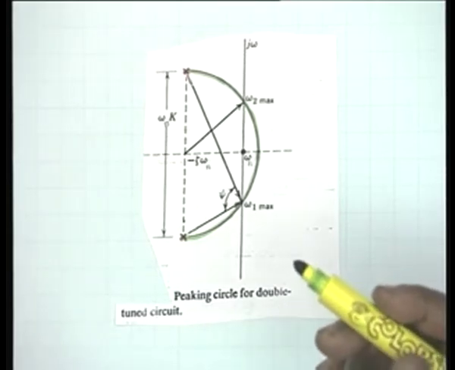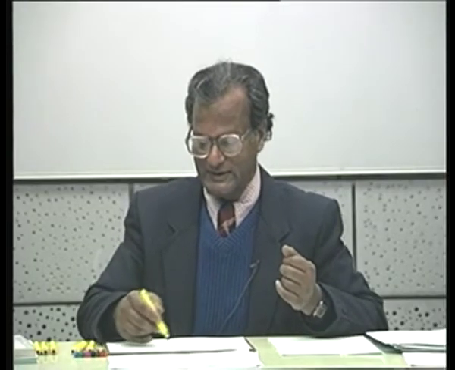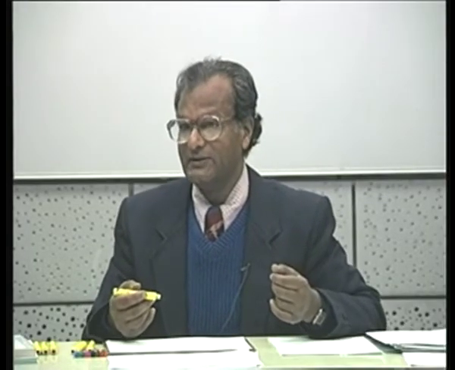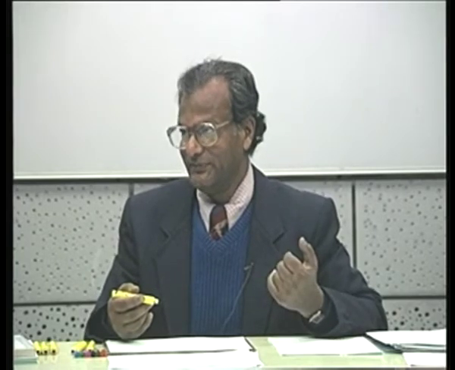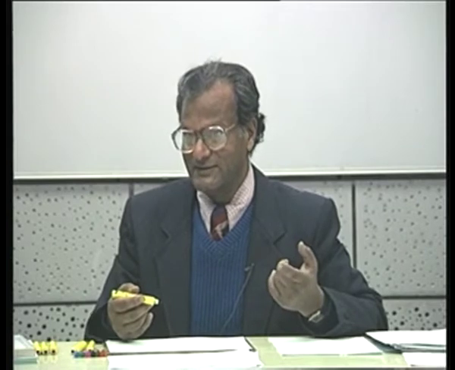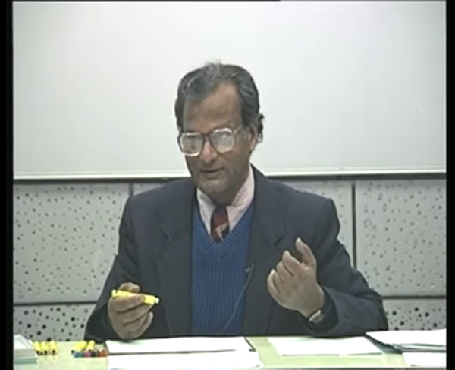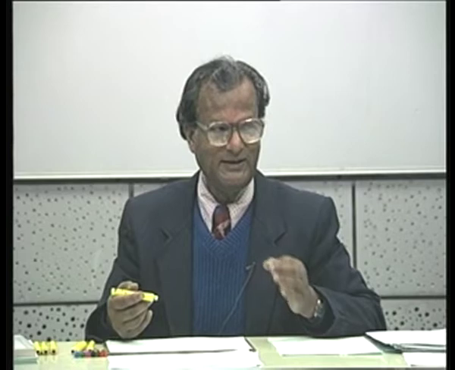So one is tempted to conclude that if this circle does not intersect or touch the j omega axis, there should be no maximum. There should be no peaking. But the situation is slightly different here.